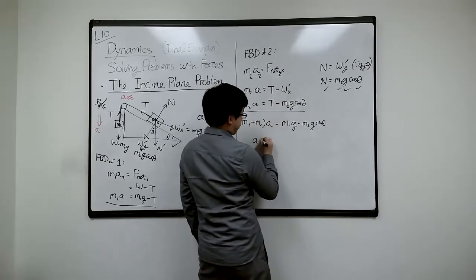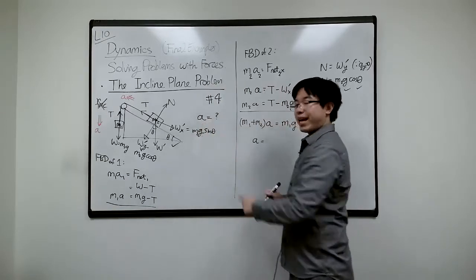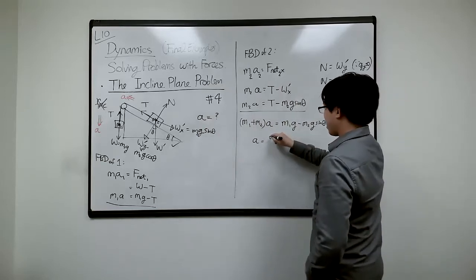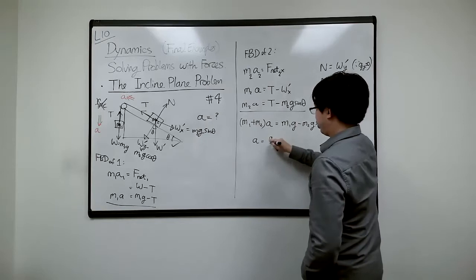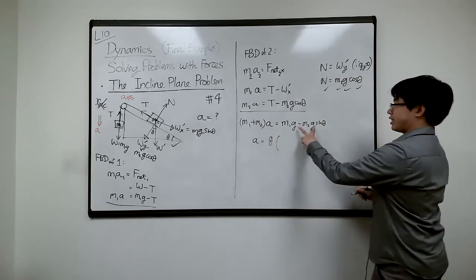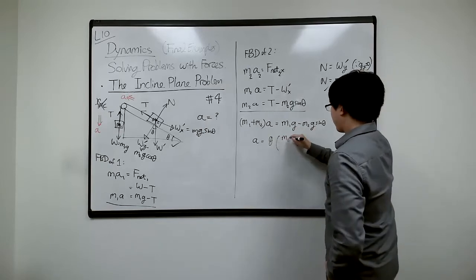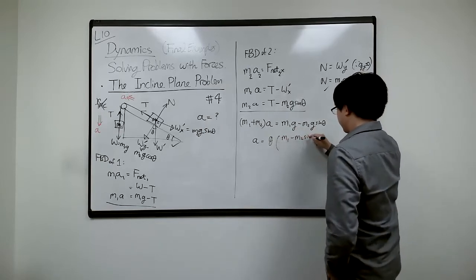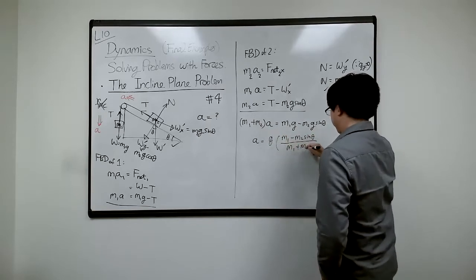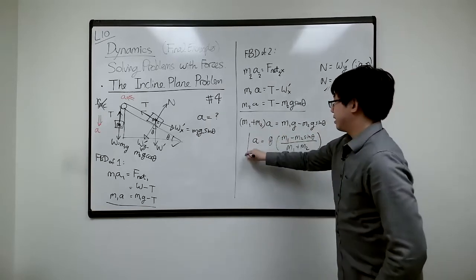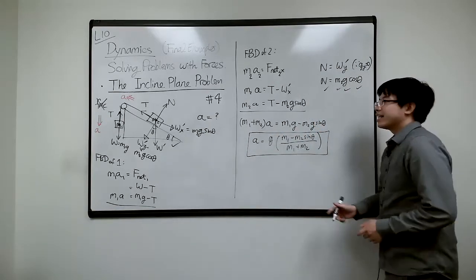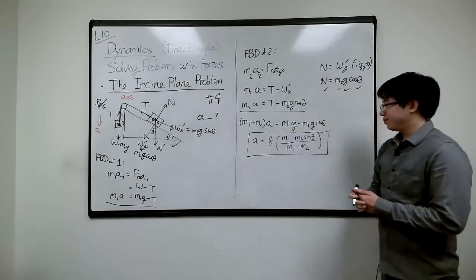So what am I curious about? I'm curious about A, so we can isolate that and make that the subject. So let's pull out the G, so I have a common factor of G over here. I have M1 minus M2 sine theta over M1 plus M2. Okay. That is the acceleration if it accelerates that way.